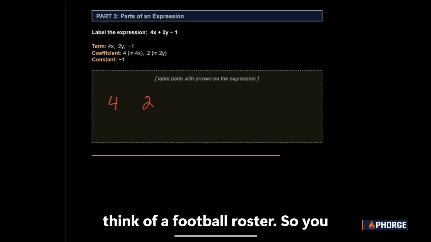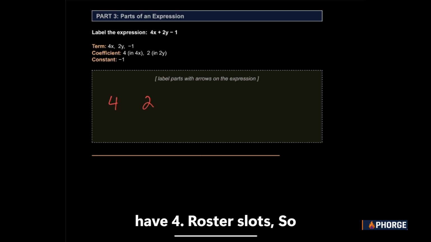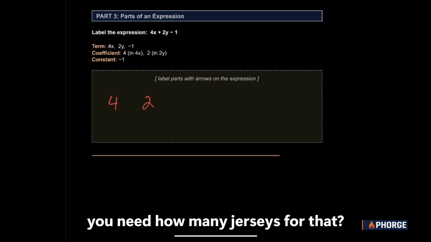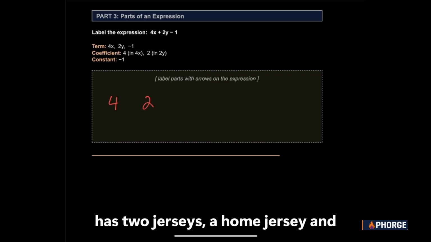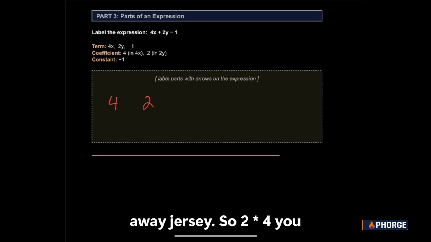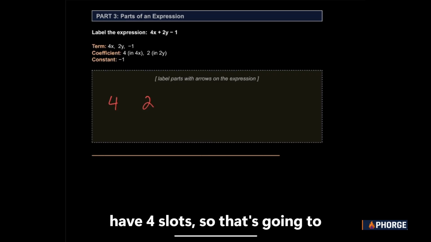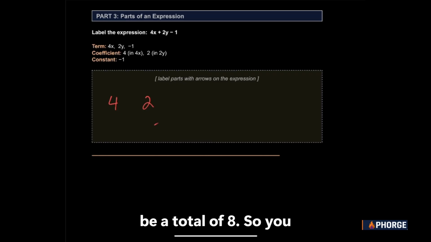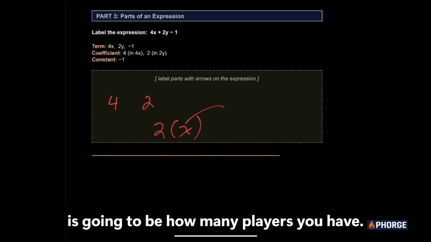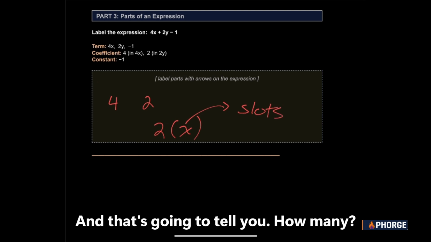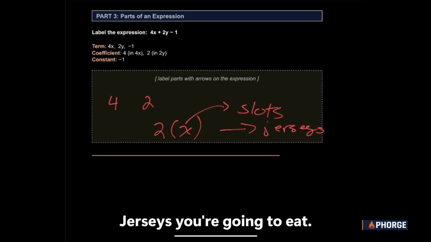So think of a football roster. You have roster slots, so how many jerseys do you need for that? Let's say each player has 2 jerseys, a home jersey and an away jersey. So 2 times 4 slots is going to be a total of 8. So you have 2 jerseys times x, where x is how many players you have, and that's going to tell you how many jerseys you're going to need.